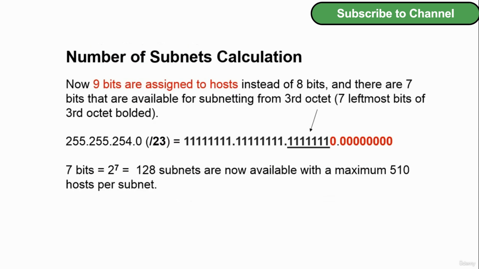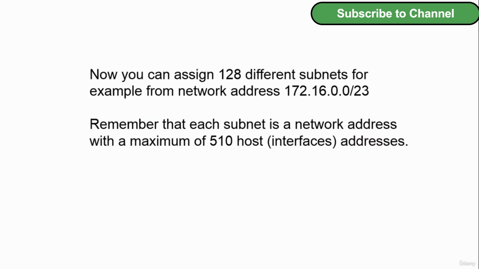Very scalable. So those 7 subnetted bits are in the third octet, and that's all bolded, and 2 to the 7 is 128 subnets with 510 hosts per each subnet. So there it is there, 172.16/23, and how I'm going to start deriving subnets.